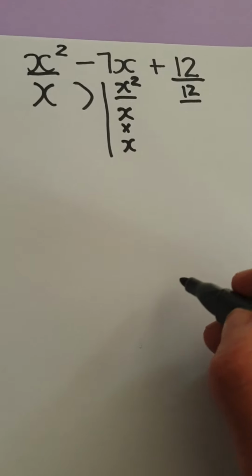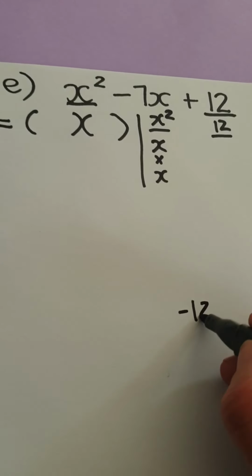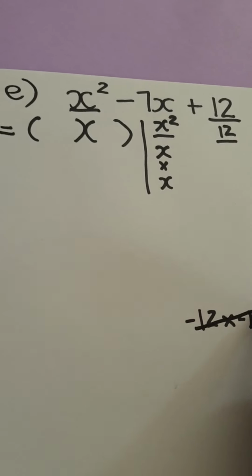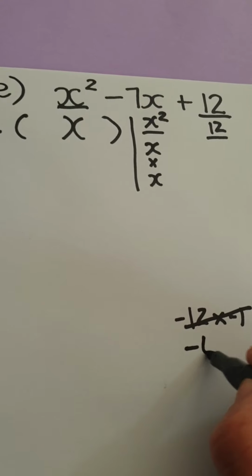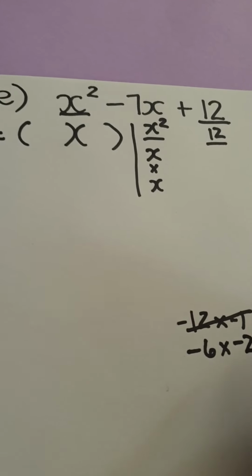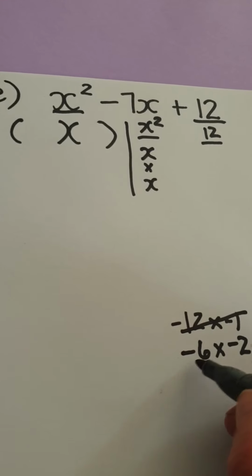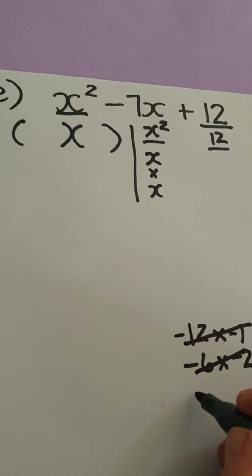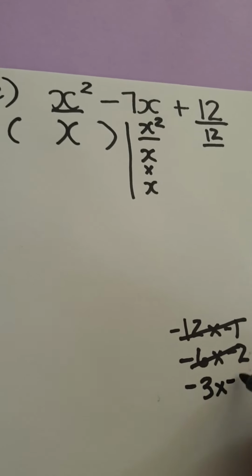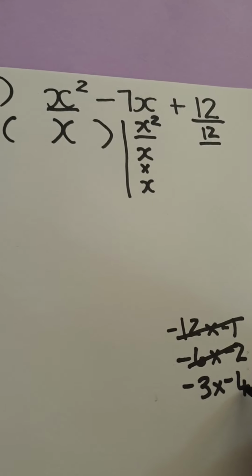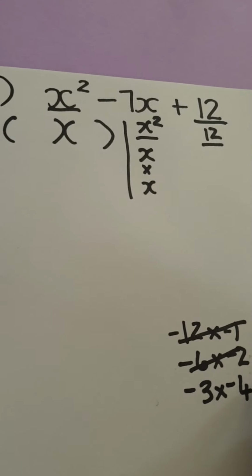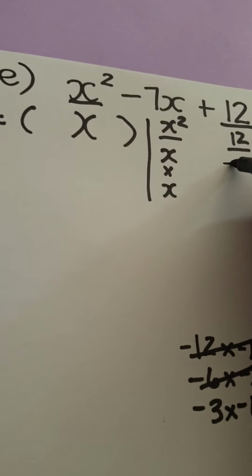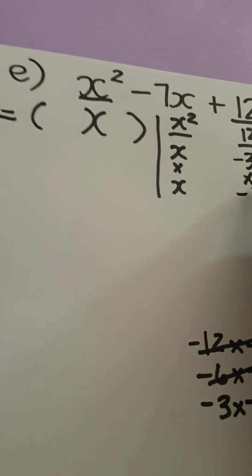So factors of 12, once again, negative 12 times negative 1 will give you plus 12, but it won't give you negative 7, so you can't use that. Negative 6 times negative 2 will give you plus 12, but negative 6 plus negative 2 will give you negative 8, so it won't give you what you want. So let's look at negative 3 times negative 4. Once again, it gives you plus 12. And when you add it, it gives you negative 7. So there's your factors. So for 12, I'm going to use negative 3 times negative 4.